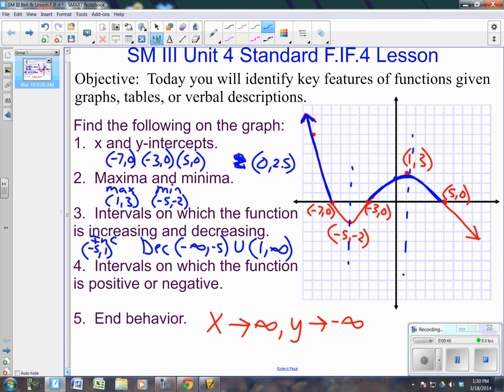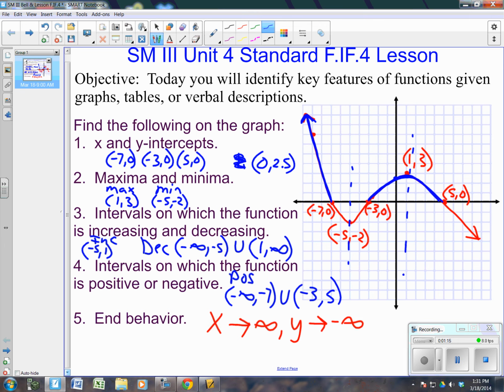Okay, so it's positive. All right, positive from negative infinity to negative 7, and union with, from where to where? Where else is it positive? Negative 3 to what?